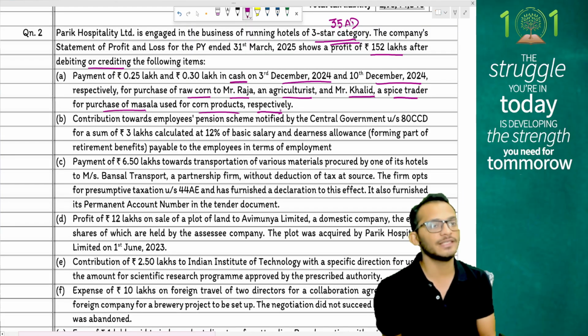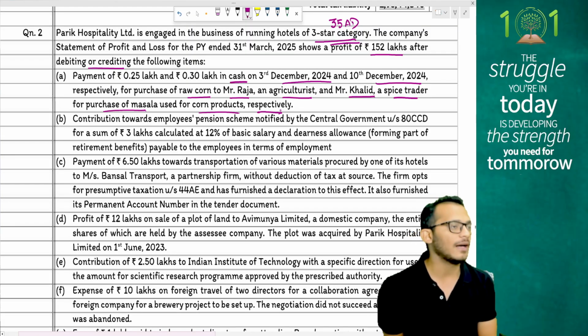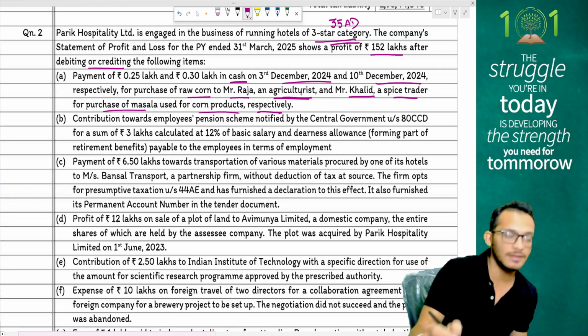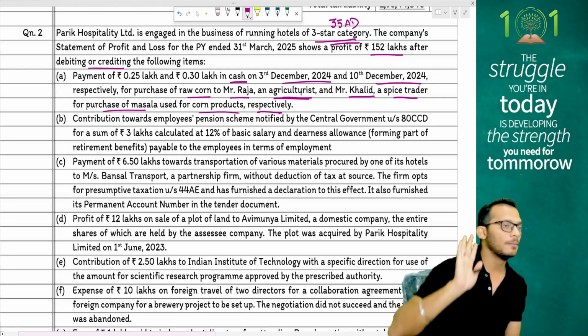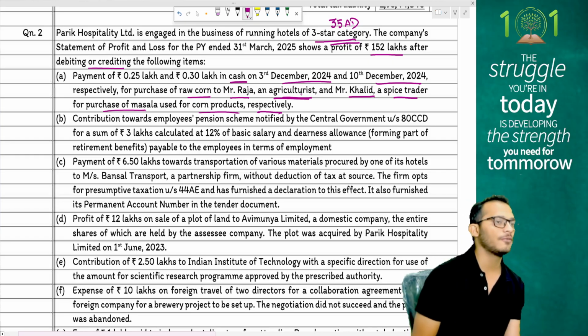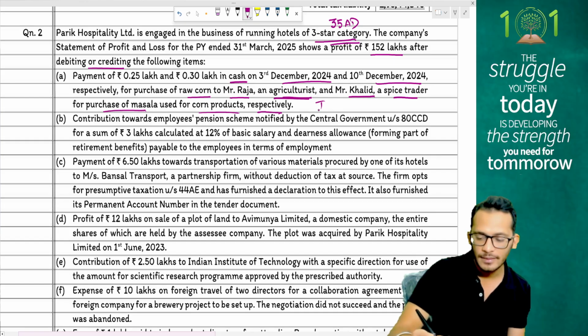The exception to the rule says if you make a payment to farmers, it is allowed even in cash. Now notice carefully. The first payment was made to an agriculturist, therefore no problem, no implications. It is already there in P&L, it can be there in P&L, therefore ignore. The first one gets ignored.